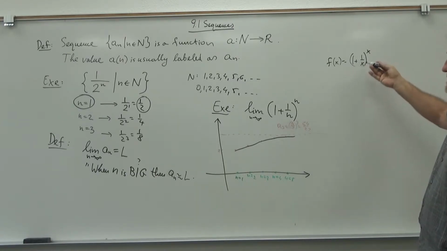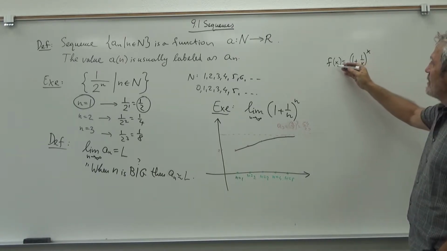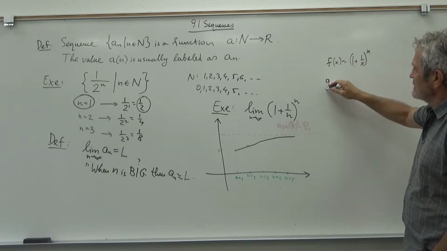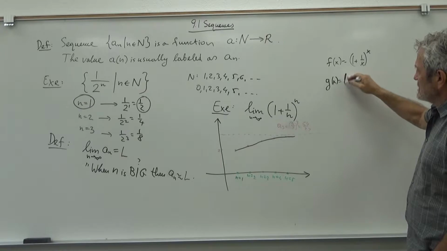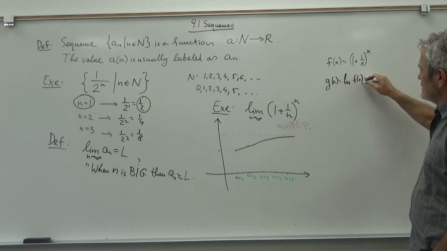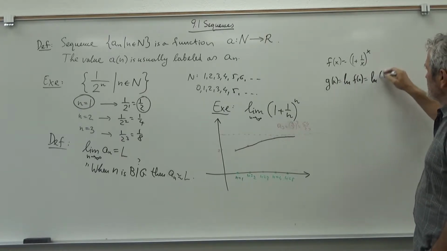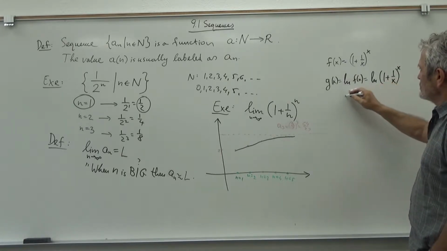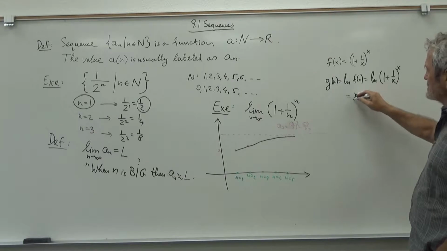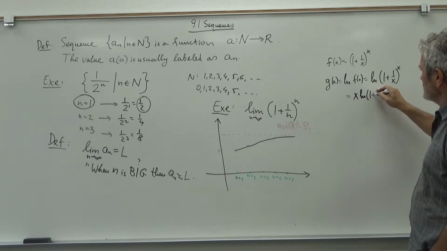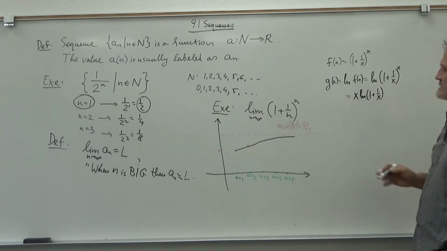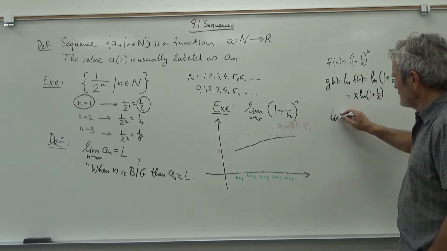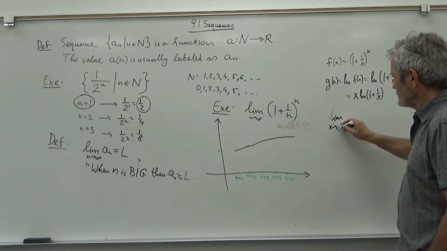If you remember, we did that in Calculus 1. So instead of analyzing f of x, we'll look at g of x, which is ln of f of x. And that would be ln of (1 plus 1 over x) to the x, which is, according to the property of logs, x times ln of 1 plus 1 over x. And then we'll calculate the limit when x goes to infinity.